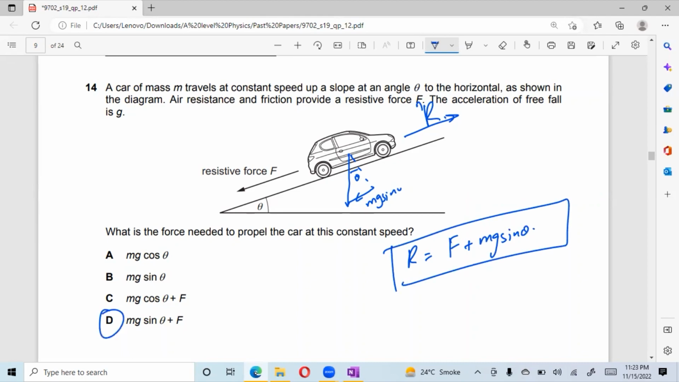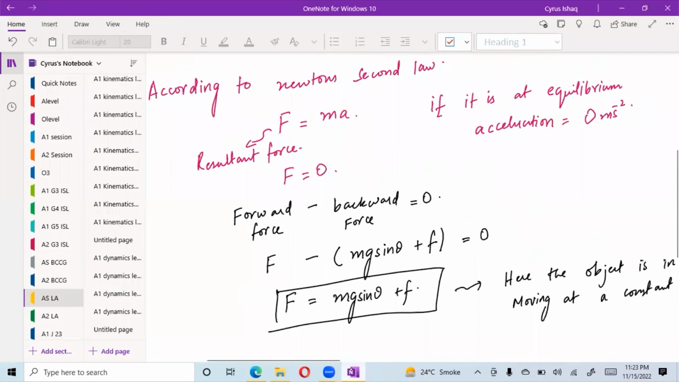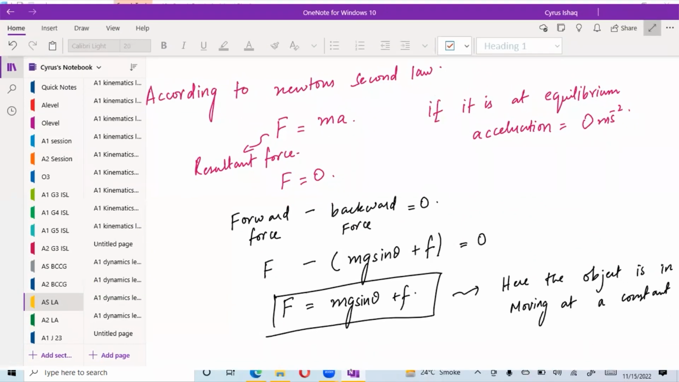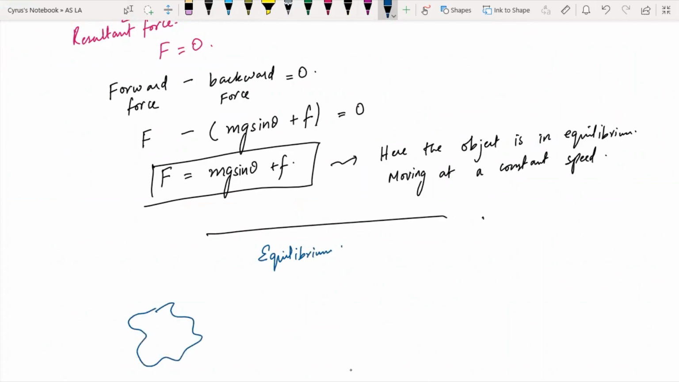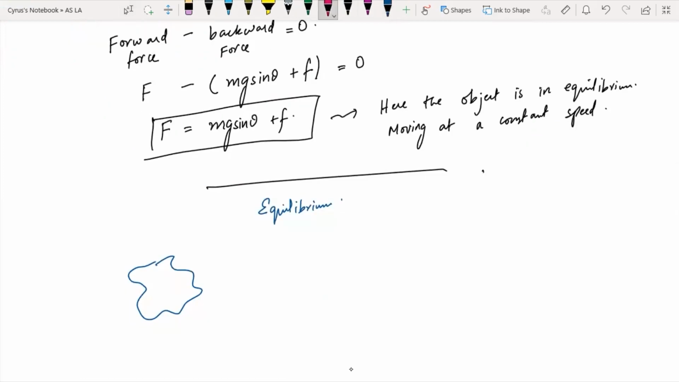Is that clear? After that we come to one more thing in equilibrium: for example, I have an object like this. One force is acting here. One force is acting here.